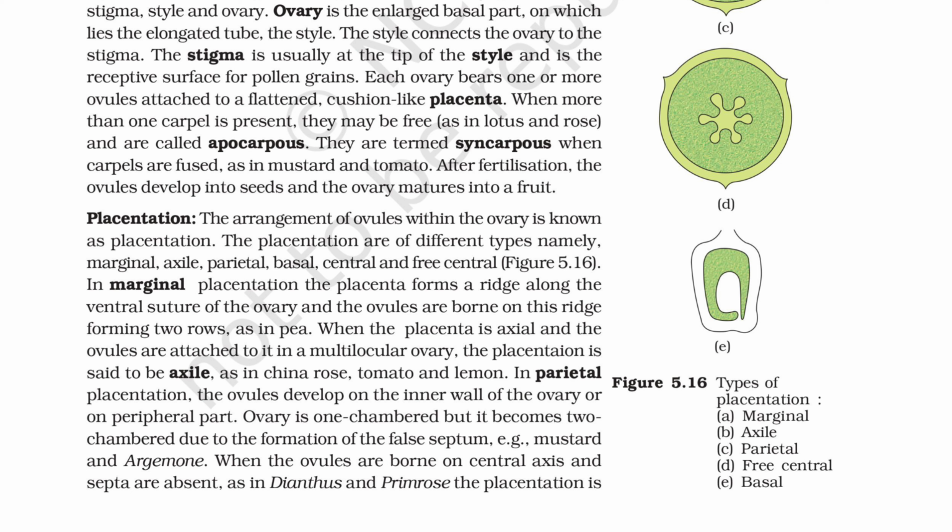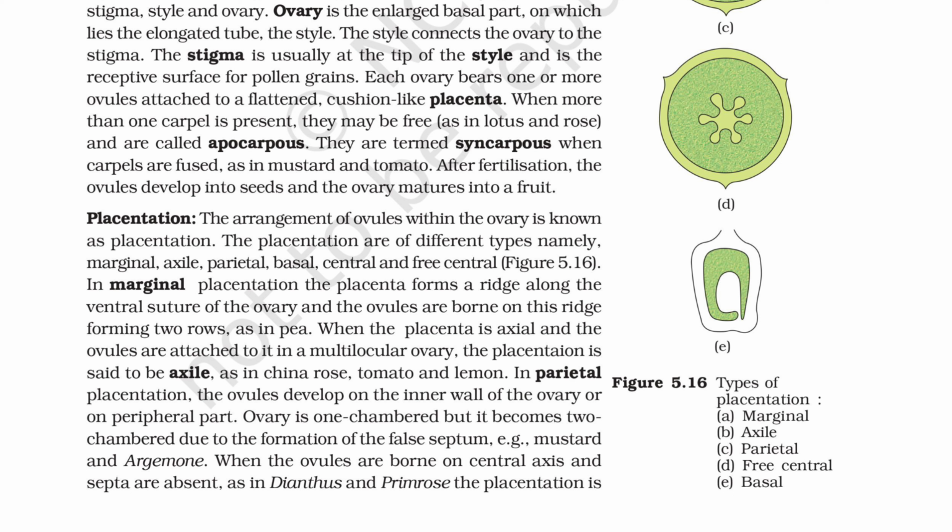Placentation. The arrangement of ovules within the ovary is known as placentation. The placentation are of different types, namely marginal, axile, parietal, basal, central and free central. In marginal placentation, the placenta forms a ridge along the ventral suture of the ovary and the ovules are borne on this ridge, forming two rows, as in pea.